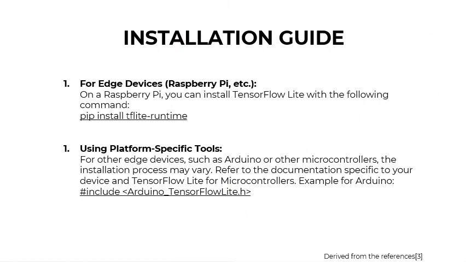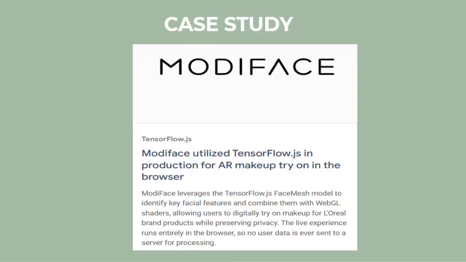This is a small installation guide. As I've mentioned in the index part, I haven't included all the installations for all the devices. It can vary depending on the platform or the microcontroller. I've just mentioned two. First one is edge devices. For edge devices like Raspberry Pi, running on Python, you can run this command, pip install tflite-runtime. And in case of using Arduino IDE, you can include this header file to include the library: include Arduino TensorFlow Lite.h.